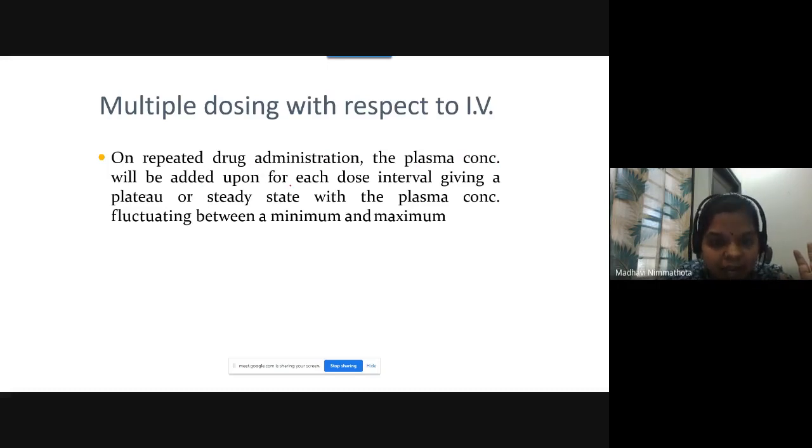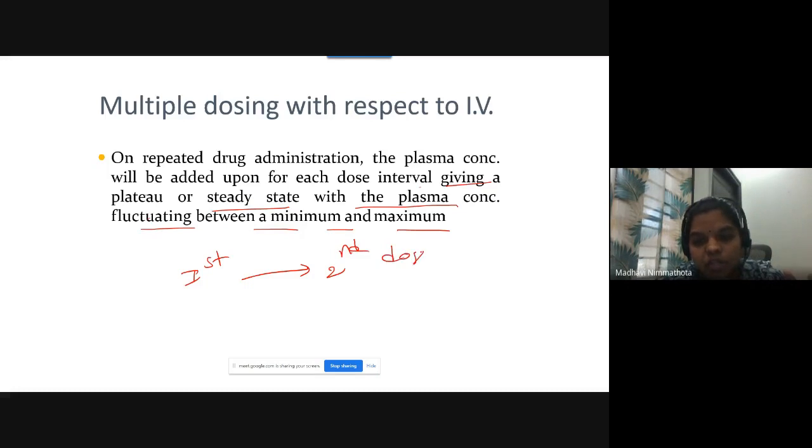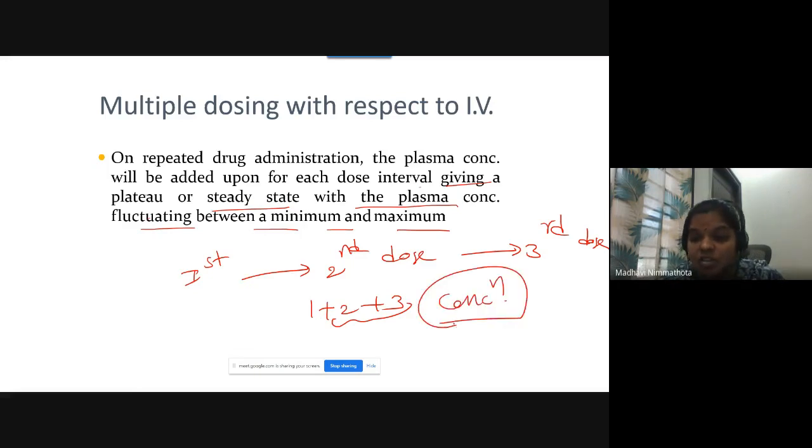concentration will be added. What is going on here? The plasma drug concentration is added upon for each dosing interval. It will give a steady state with the plasma concentration. It will be fluctuating between the minimum and maximum. Here you are taking the first dose. After some time you take the second dose. Then the next one, the third dose. So what you are doing here is 1 plus 2 plus 3. Every time you are adding your doses, you are adding your concentrations, nothing but your concentration of the drug.